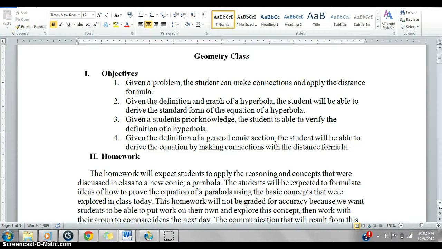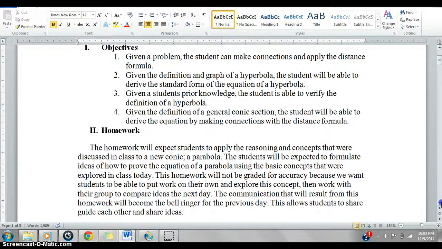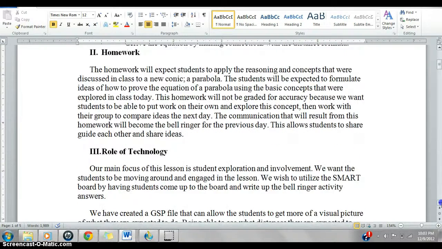So that's, as you can see, our next objective. We want to give them the definition and a graph, and we want them to be able to derive the standard form of that equation. And hopefully using their prior knowledge, they'll be able to verify this and gain some good knowledge out of it. It's very stressed in the Common Core standards.